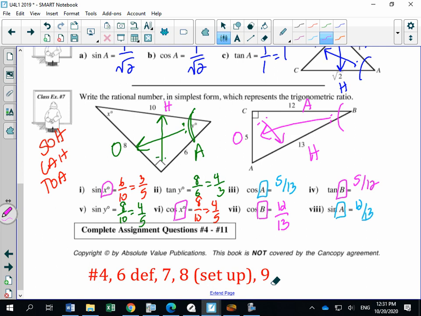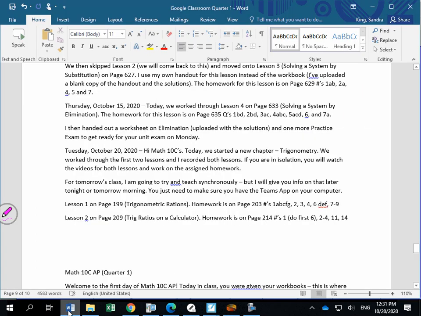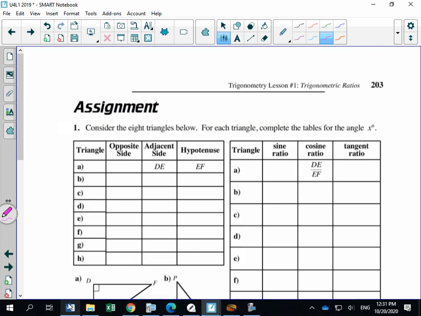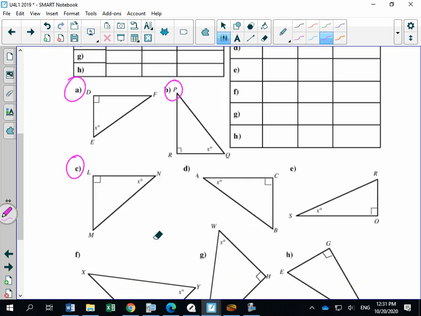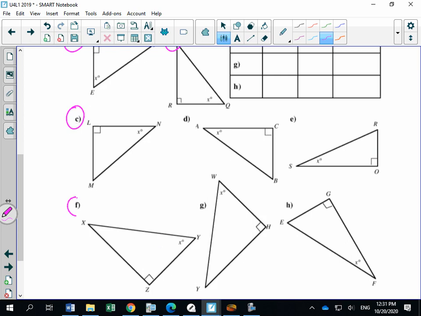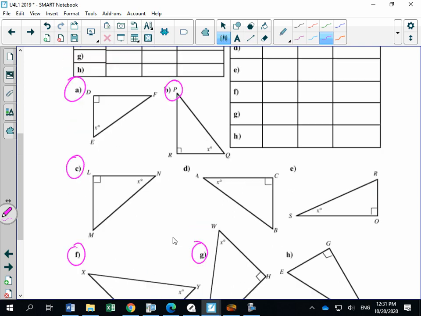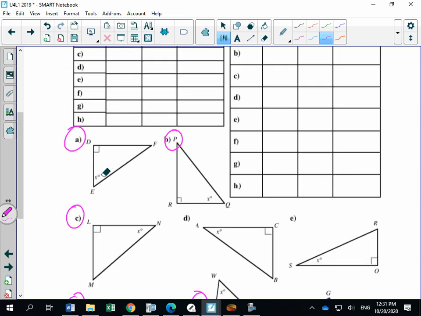So please circle on number 1. Okay, so on number 1, I want you to do ABC. So circle triangle A, B, C, F, and G. Okay, so that's what I want you to circle. And we're going to set up the first one together, and then you guys will do all the rest. So for triangle A, that's my given angle.